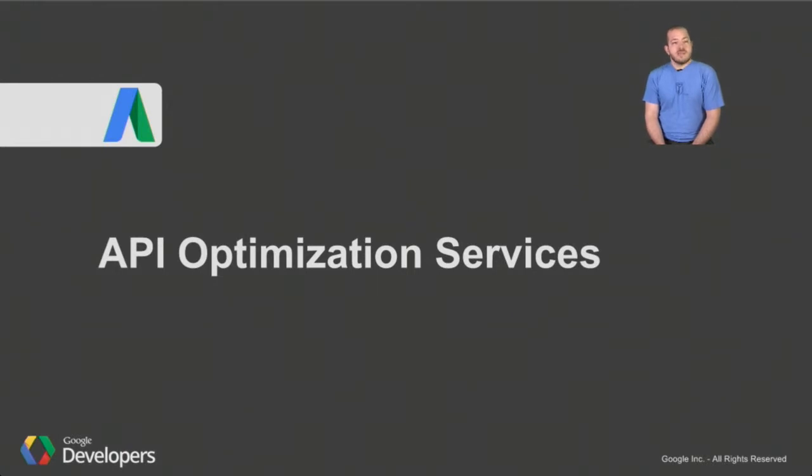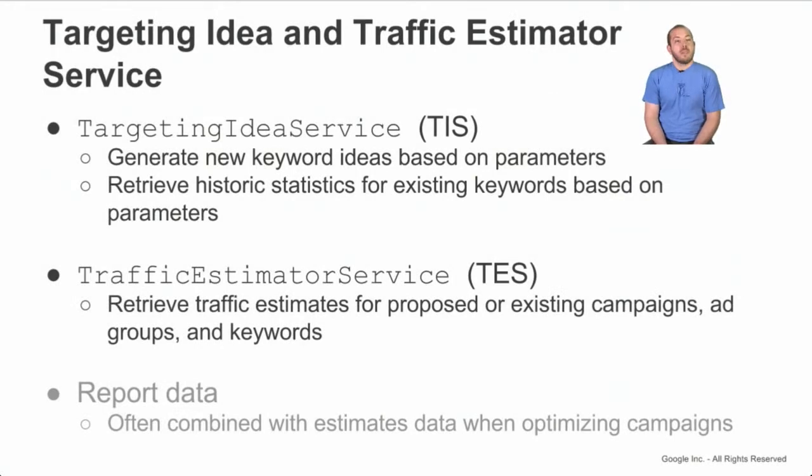So, getting back to the API, what exactly does the API offer as far as optimization services to achieve these objectives? There are three main components here, the first two of which are the Targeting Ideas Service, TIS, and the TrafficEstimator Service, TES. The Targeting Ideas Service allows you to generate new keyword ideas based on a certain set of parameters, including some seed keywords.